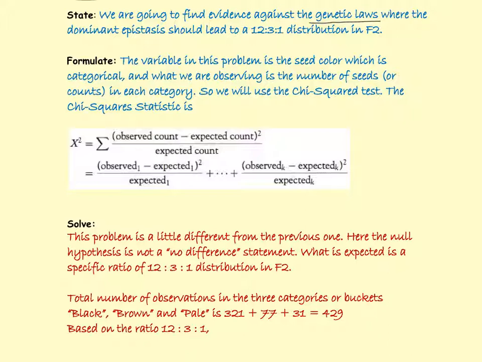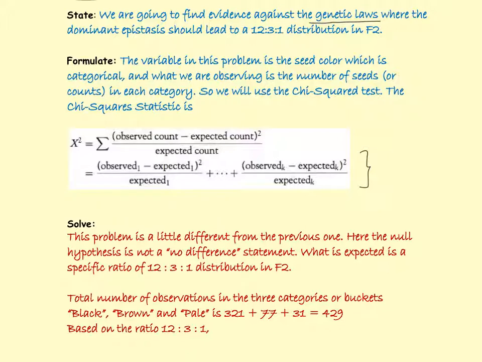The chi-squared statistic is given by this formula. We have the observed counts, that comes from the table, our observations from our experiment, minus the expected count, what we are expecting to be the counts. And that comes from the 12:3:1 proportion. So once we have decided that we use the chi-squared test, the next part is to solve the problem.